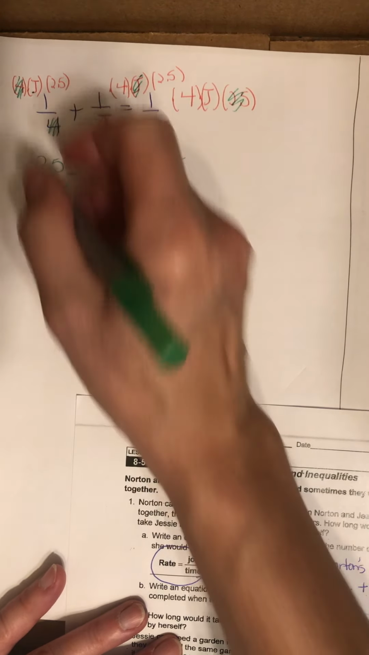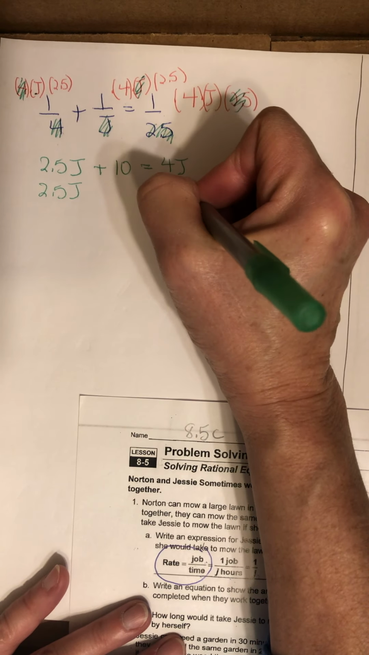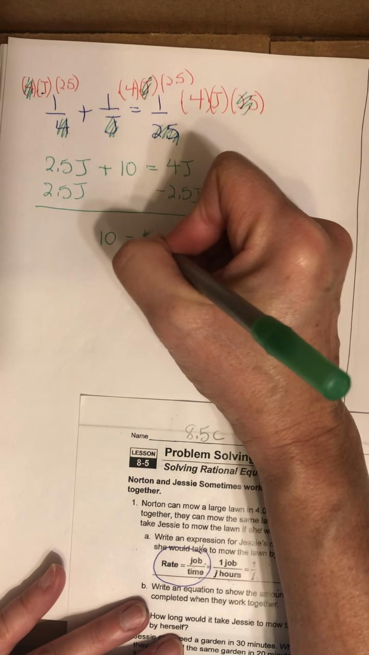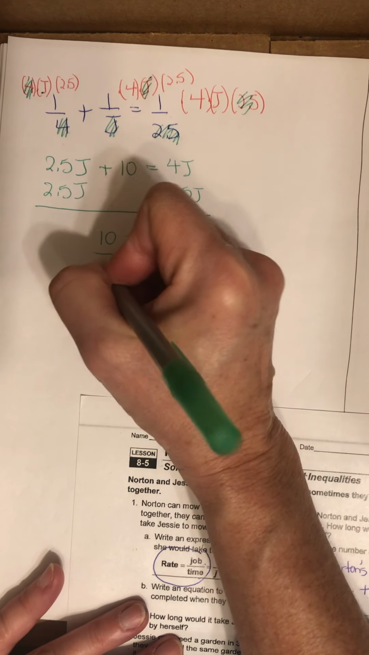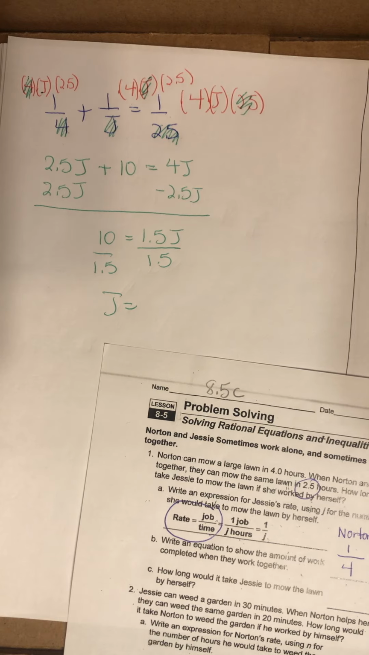So I will get my like terms together. I will subtract a 2.5j from both sides. And that's 10 equals 1.5j. And when I divide both sides by 1.5, this will equal Jesse's time that it takes.